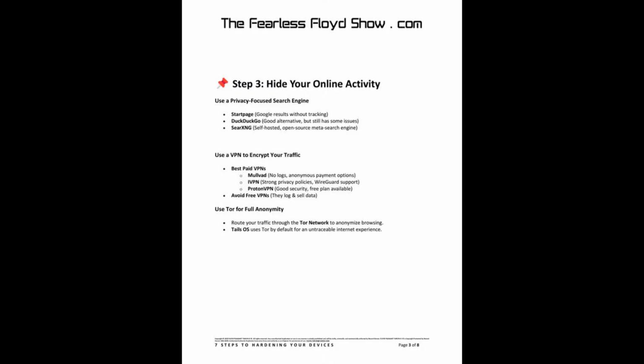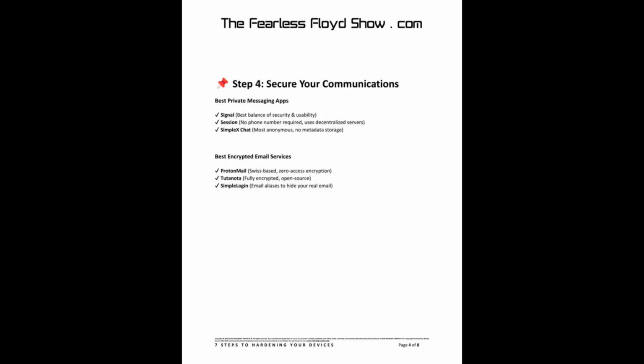Next slide, step 4. Secure your communications. Best private messaging apps. Signal, best balance of security and usability. Session, no phone number required, uses decentralized servers. SimpleX Chat, most anonymous, no metadata storage. Best encrypted email services. Proton Mail, Swiss-based, zero-access encryption.